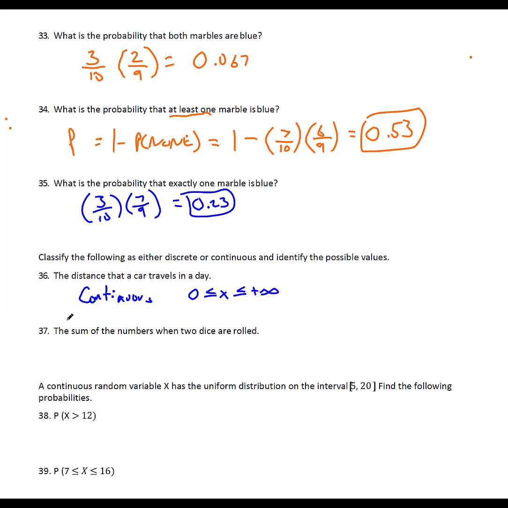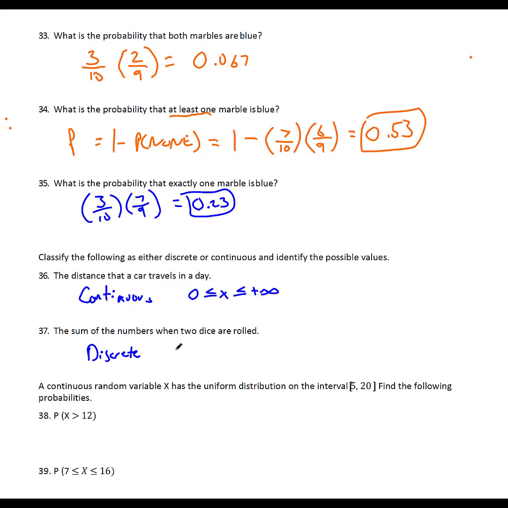Then we're looking at the sum of the numbers when 2 dice are rolled. If 2 dice are rolled, the sum of the numbers, well, there's going to be gaps, because when you roll those dice, you're not going to get consecutive numbers and keep it rolling. So it's going to be discrete.